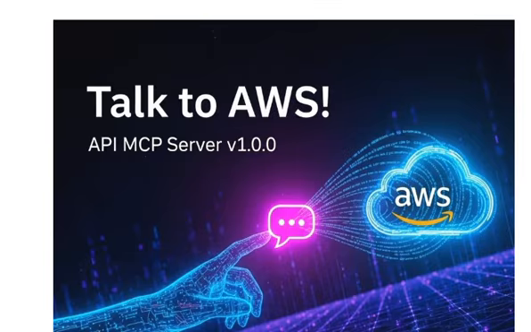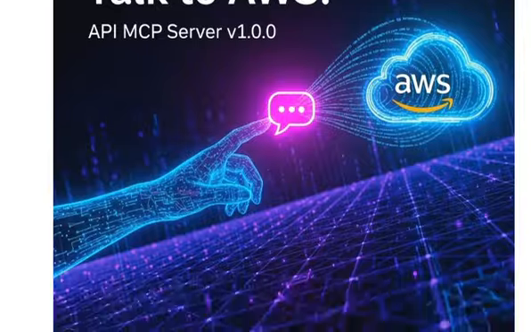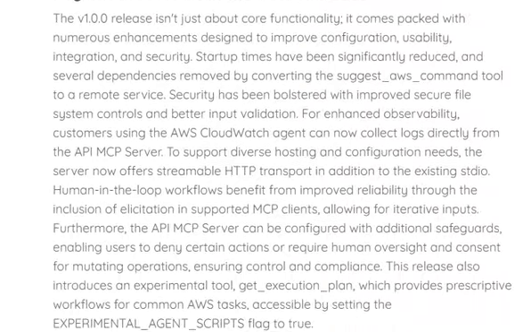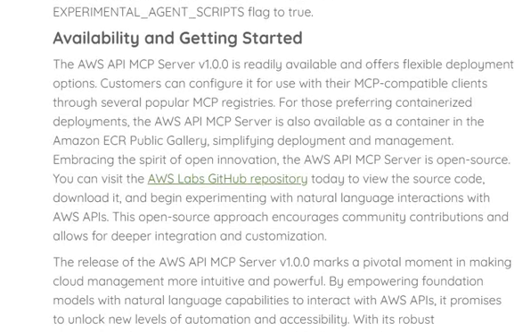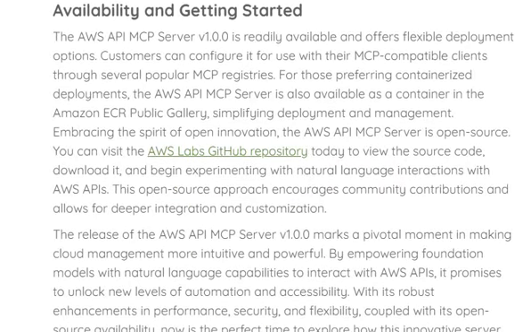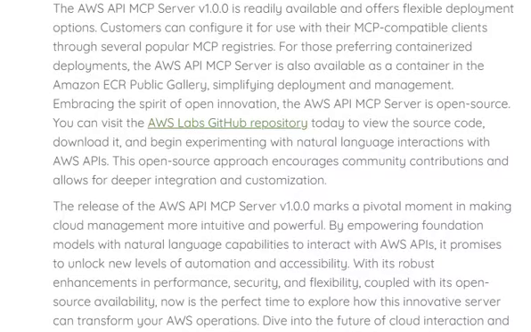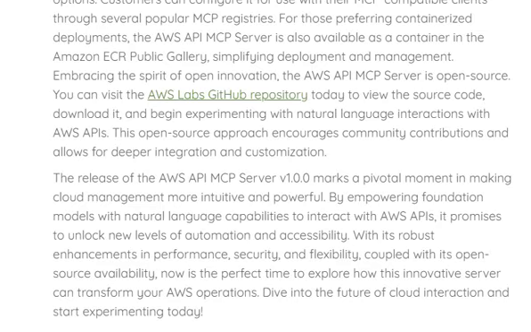So, how do you get your hands on this game-changing technology? The AWS API MCP Server v1.0.0 is readily available and offers some very flexible deployment options. You can configure it for use with your MCP-compatible clients through several popular MCP registries. If you're a fan of containerized deployments, you'll be happy to know that the AWS API MCP Server is also available as a container in the Amazon ECR public gallery, which simplifies deployment and management considerably.